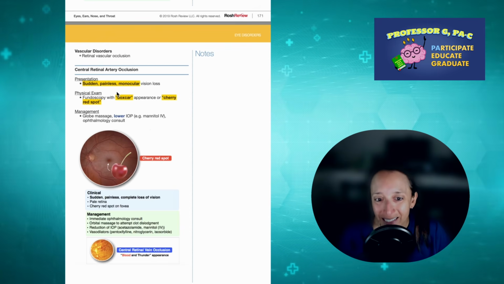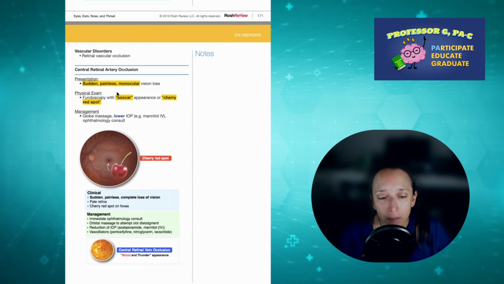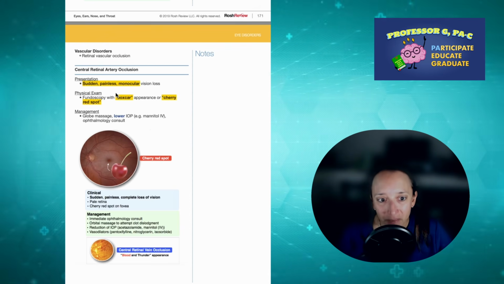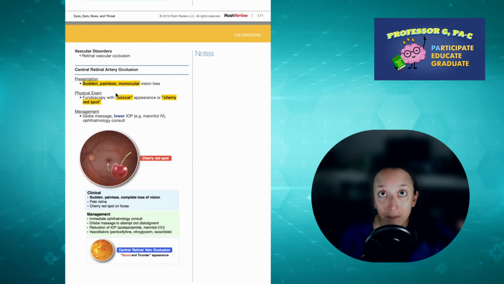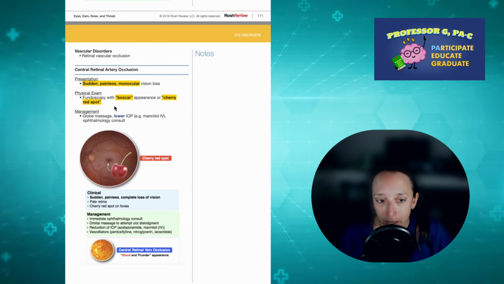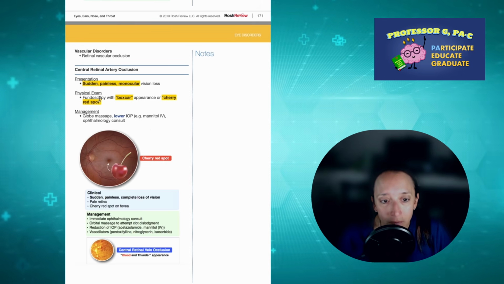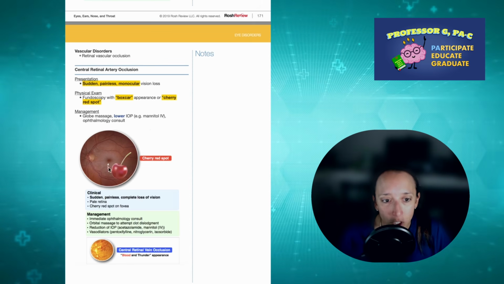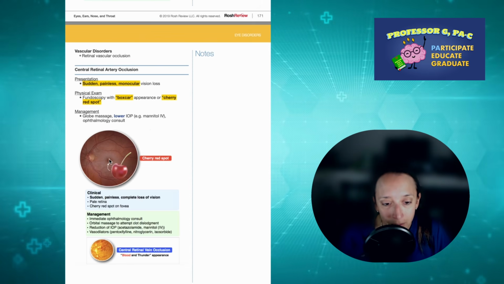So that stays there usually more than an hour. They will have almost complete vision loss, or they'll just have light perception, depending on how big the clot is that goes to the eye. On fundoscopy, we'll see the classic presentation of a cherry red spot, which is the macula at the center of the vision.